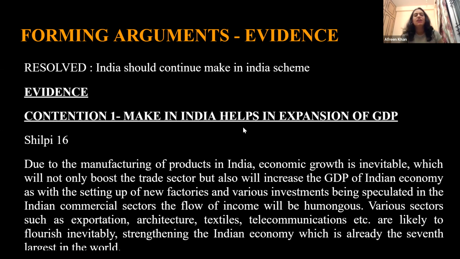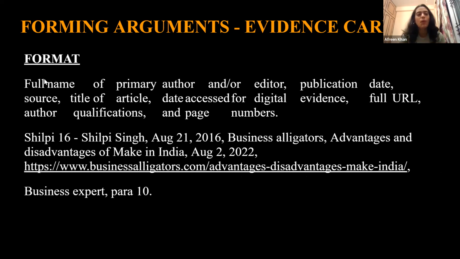Forming arguments, evidence card. So exactly the same thing. The format is this: full name of the primary author, comma, publication date, comma, the source, comma, title of the article, comma, date accessed for digital evidence, comma, full URL, comma, the author qualification, and the page number. So a lot of times you won't need the page numbers part, because a lot of online articles don't have page numbers. So I've given you an example.